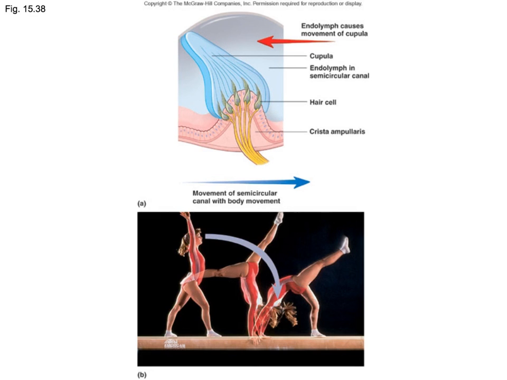So here we have a gymnast, and she is flipping head over heels here, and that's causing the fluid to enter in, bend the cupula, sending the action potential through the bending of the hair cells and down into the vestibular nerve, which will join up with the cochlear nerve to give us the vestibulocochlear nerve.